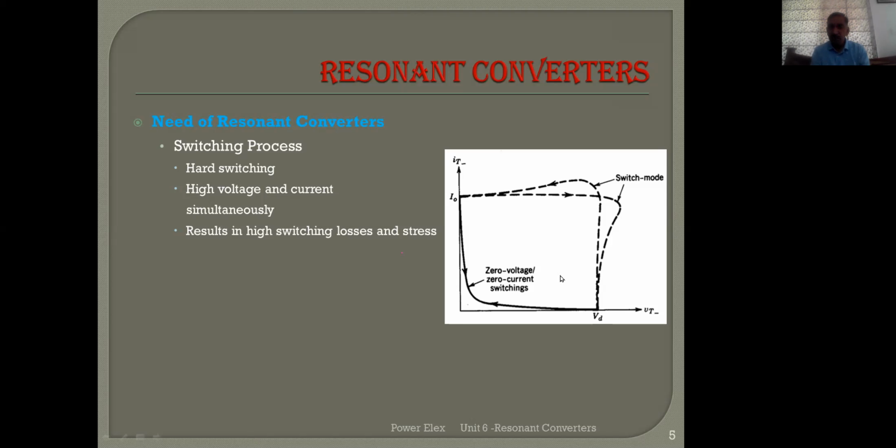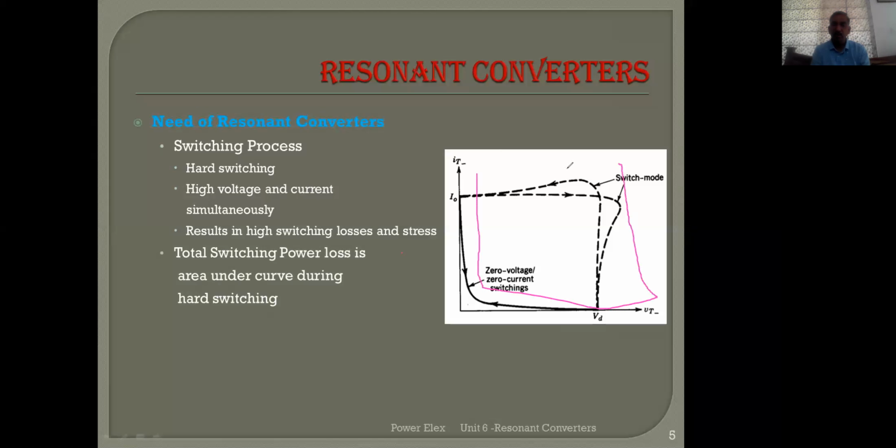But if you consider this area under the curve, this is a very big area, and if I integrate it over the period, considering one cycle, this switching loss will be too huge. So in order to reduce it, let's have a zero voltage or zero current switching.